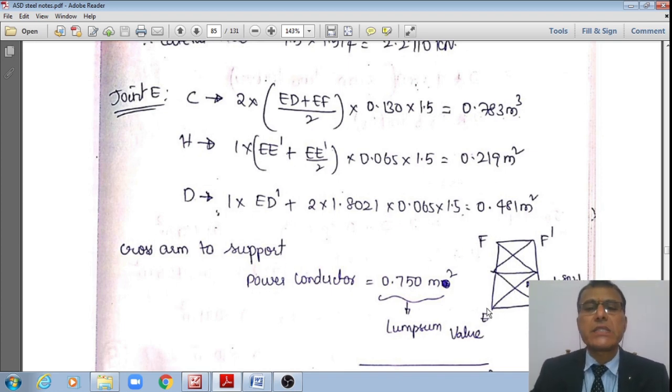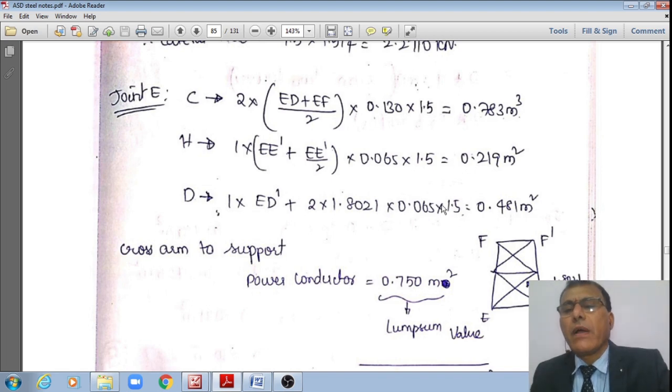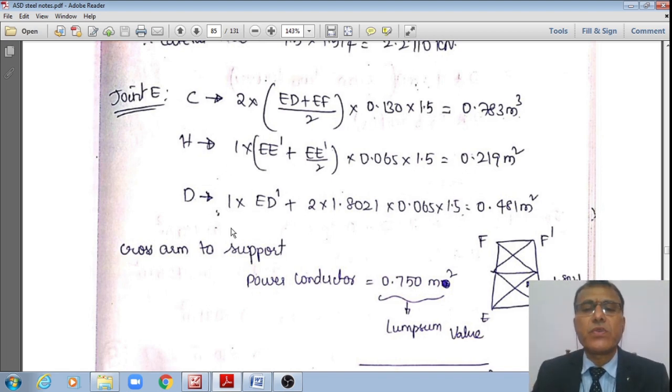And then the diagonals, one diagonal of ED prime, and two diagonals each of length, which we have just calculated, root of 1.5 whole square plus 1 square, diagonal length is equal to 1.8021. That is 1 plus 1, 2 diagonals of each 1.8021, and its angle size is 65 mm multiplied by 1.5, this whole multiplied by 1.5, it works out to around 0.481 meter square.